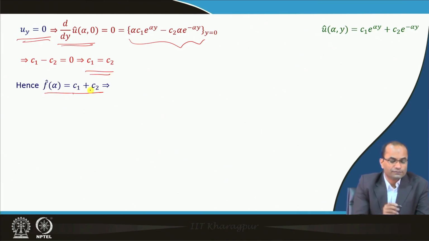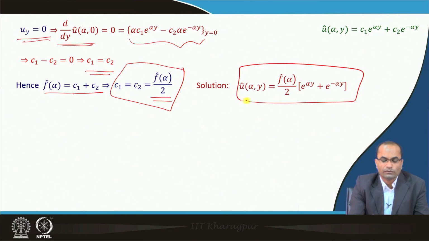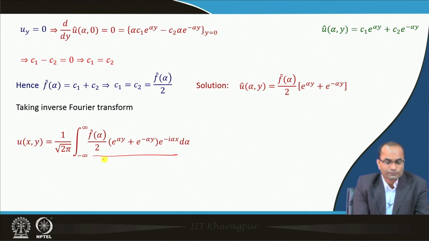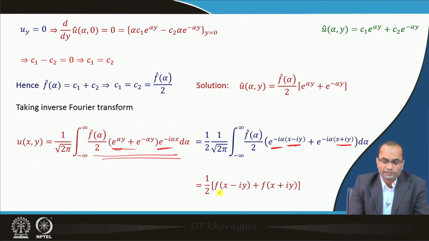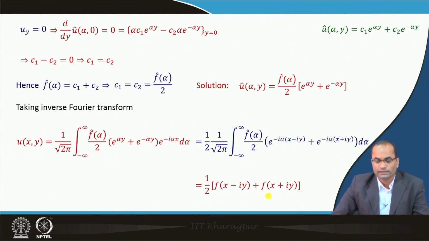So, we can get this c 1 plus c 2 is equal to f hat alpha, that means c 1 is equal to c 2 is equal to f hat alpha by 2. So, its solution we can write down now in this form, u hat is equal to f hat by 2 times e power alpha y and e power minus alpha y. So, taking now its inverse Fourier transform, we can just club these exponential functions, because this time we have the exponential function. So, x minus i y, and here we have x plus i y, and this can be written now directly with the inverse formula. So, f of x minus i y, and here it will be f of x plus i y. So, u x y is equal to half of f of x minus i y plus f of x plus i y. So, it was a similar step to what we have already done in many problems.